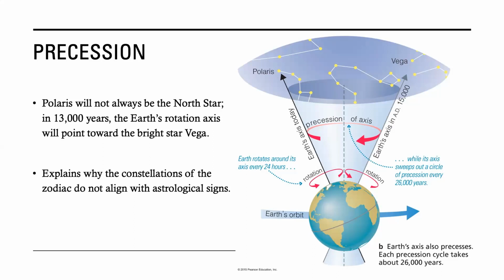And the idea here is that the celestial pole swings around, right? And so at some point in time, Earth's rotational axis will point towards the star Vega, which is in a different part of the sky, right? It's a different constellation. And that will be Earth's new North Star.